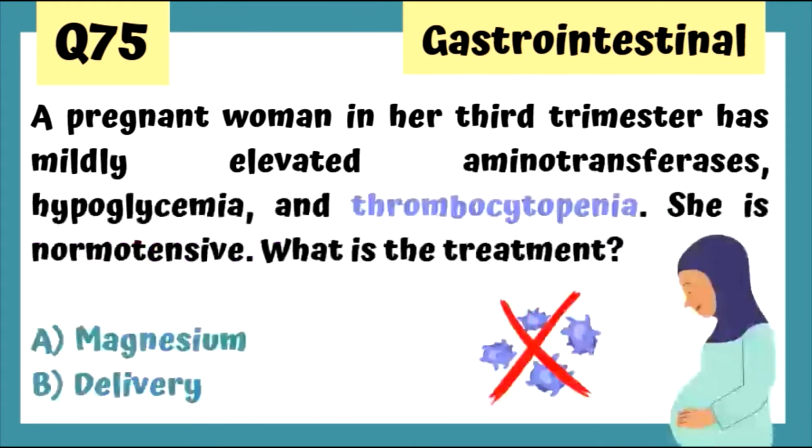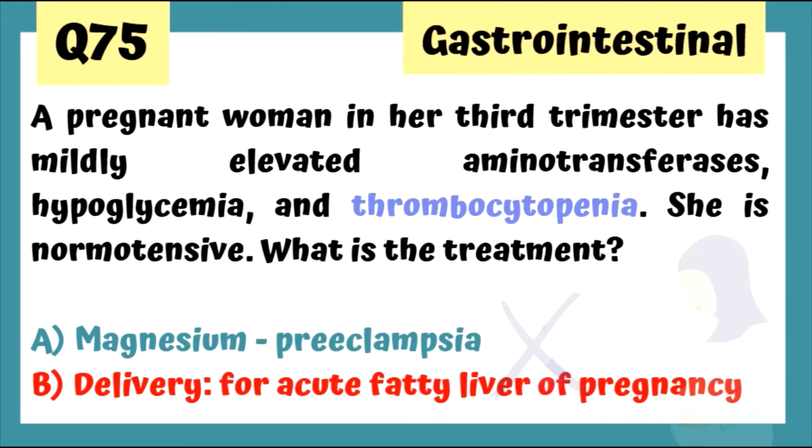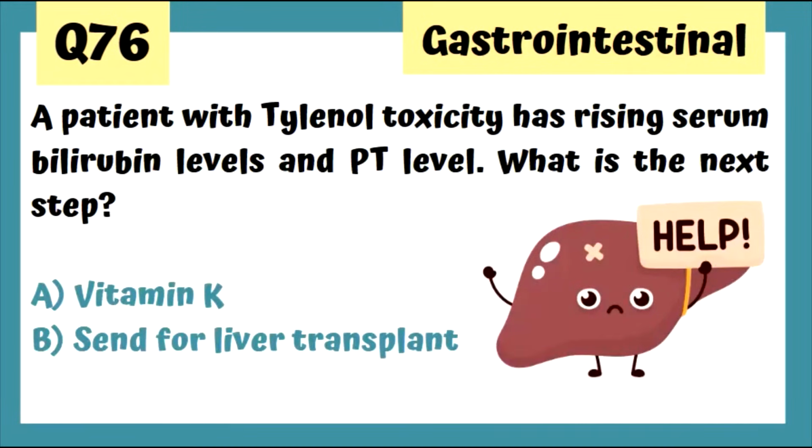Question 75. A pregnant woman in her third trimester has mildly elevated aminotransferases, hypoglycemia, and thrombocytopenia. She is normotensive. What is the best treatment? So this over here is acute fatty liver of pregnancy. That's why we see hypoglycemia and thrombocytopenia, and therefore the treatment is immediate delivery. Magnesium is for preeclampsia.